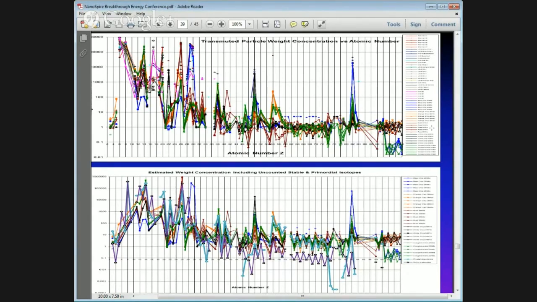In fact, let's take a look at these curves here. I want to point something out to you. If I look at this top curve here, this is a weight concentration, okay? Now, when they did the analysis, they didn't look at every isotope that might have been present, just a select set that they typically do at the analysis place that did it, right?